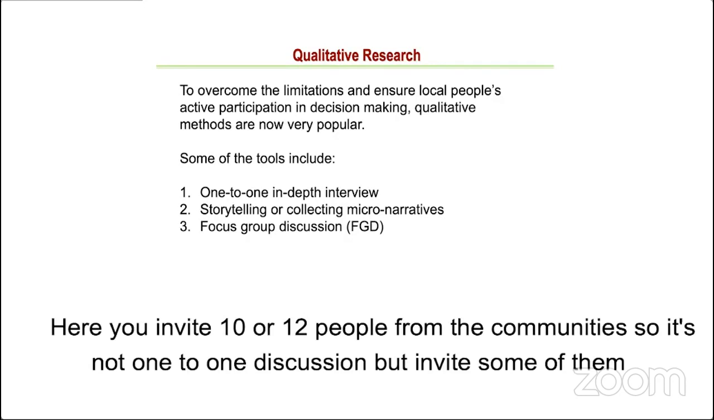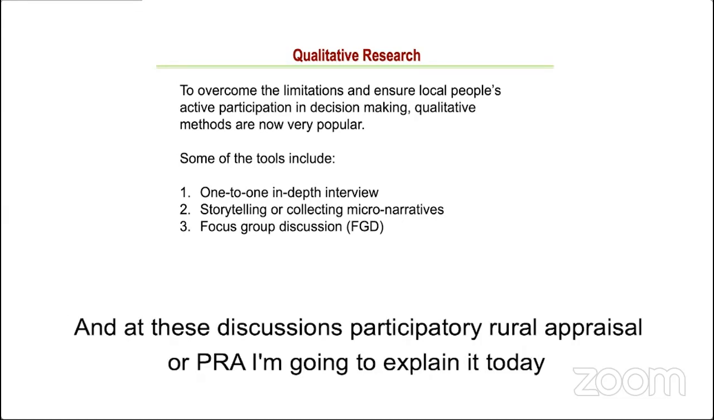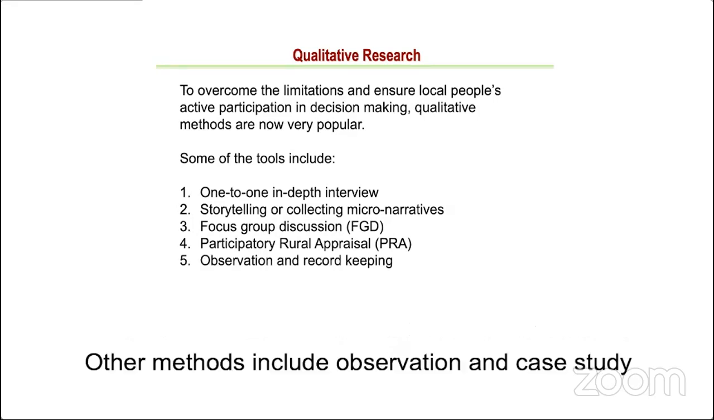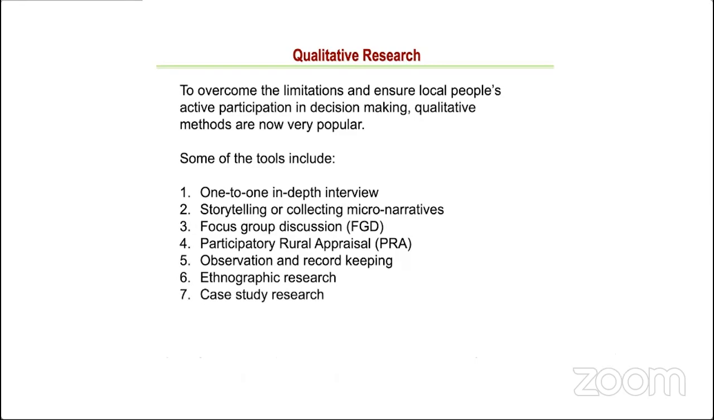Here you invite 10 or 12 people from the communities. So it's not one-to-one discussion, but you invite some of them and arrange discussions. Participatory rural appraisal or PRA, I'm going to explain it today. Here you can even invite more people, like 30 or 40, and you group them and conduct some survey. Other methods include observation and case study.